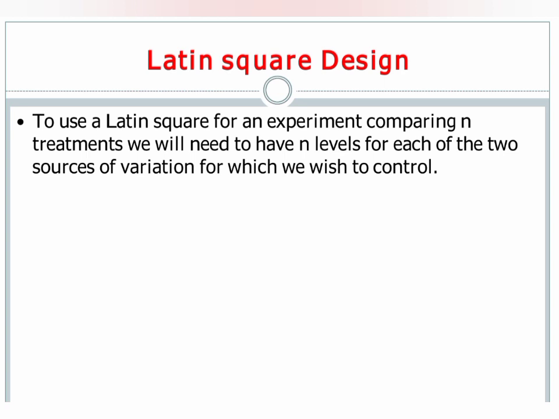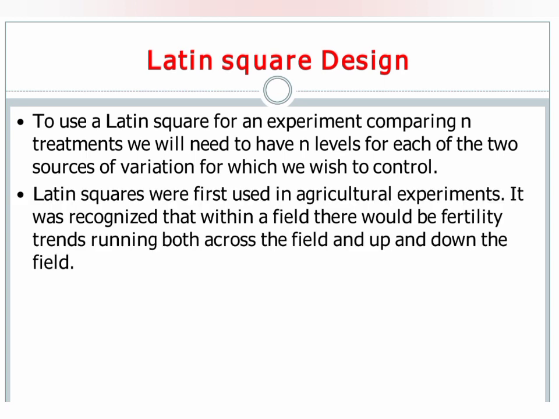In this design, the experimental units are arranged in a Latin square format. This design is effective for controlling two extraneous variables, but it is more complex to implement than a randomized block design. Latin squares were first used in agricultural experiments, and it was recognized that within a field there would be fertility trends running both across the field and up and down the field. So these Latin square designs are mostly used in agricultural experiments.